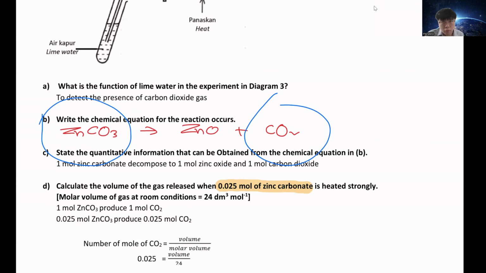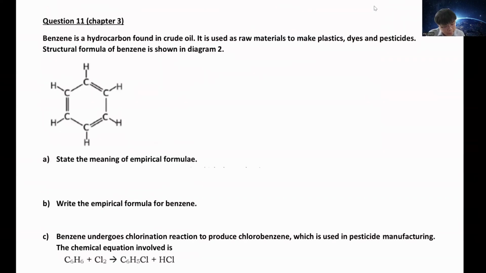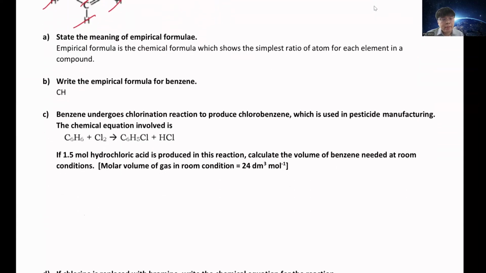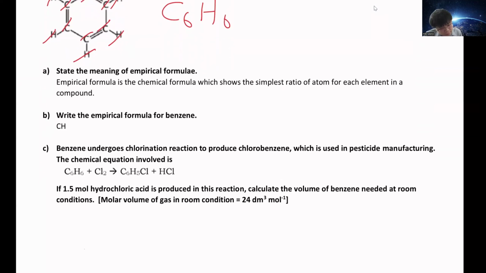So take the 0.025 carbon dioxide, find volume, use volume over molar volume, then you'll get 0.6 dm3. Okay, then what is the empirical formula? So the formula we check here: 1, 2, 3, 4, 5, 6, C6; 1, 2, 3, 4, 5, 6, H6. So the empirical formula will be CH lah. Then this is the equation: C6H6 reacts with chlorine to form this.